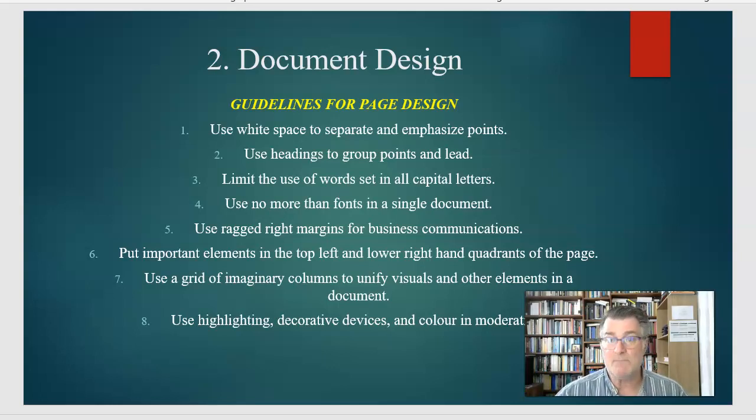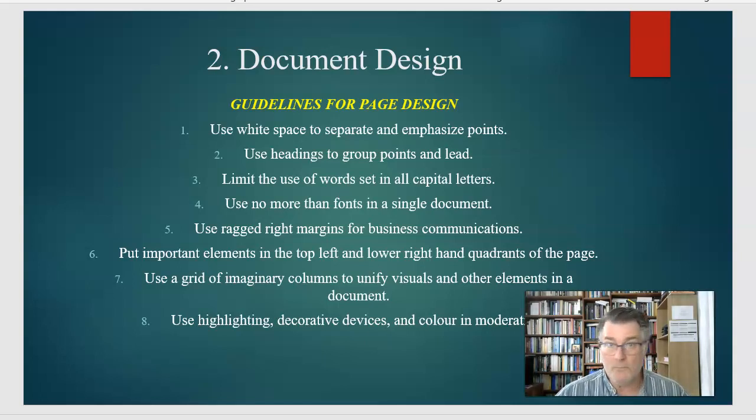So make sure to use white space to separate and emphasize points. You can actually put a little border around it if you want. You can use headings to group points, leading from one thing to the next. You can have some words in capital letters. Do that sparingly. You can use a capital letter at the beginning of each verb or noun. But all caps, it sounds like you're shouting, right? It's not something you want to do. You want to use as few fonts as possible. One or two, especially if you want to highlight something, you can italicize something. You might want to increase the font size. But again, you want to have it so that it is readable.